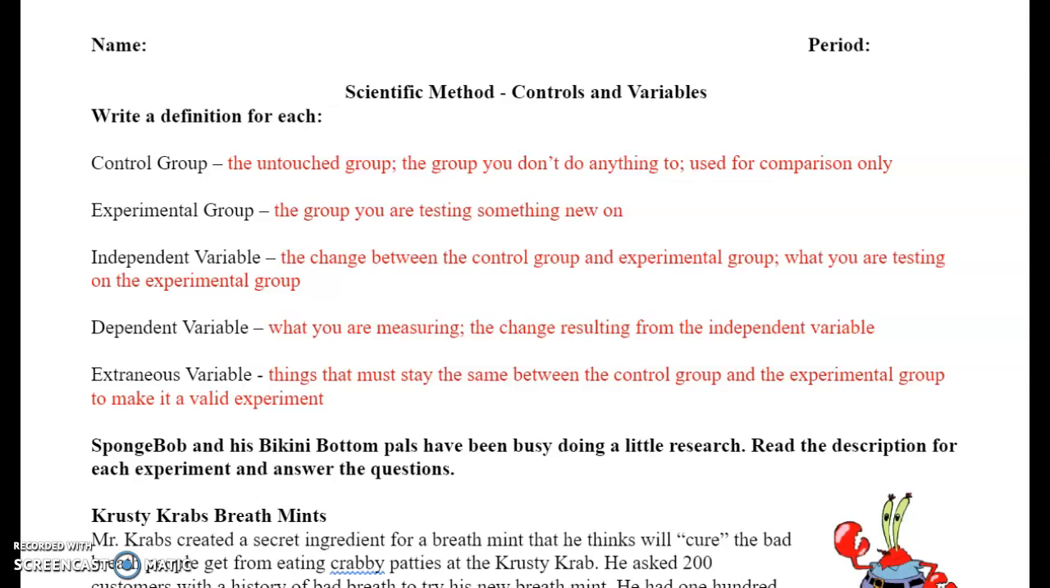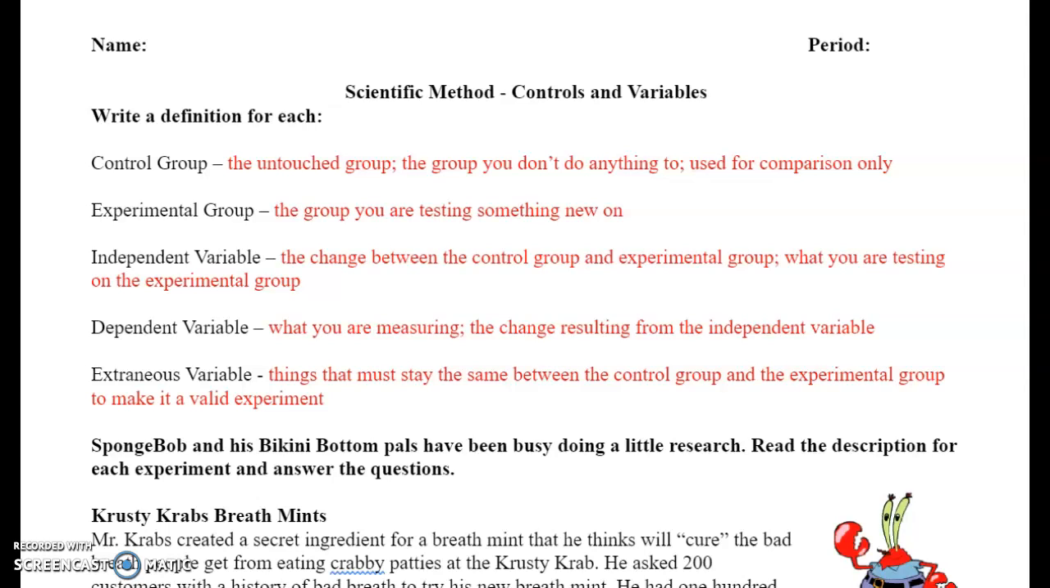Remember, in a controlled experiment, everything has to stay the same, only one thing can change, and that's the thing you're testing. So you have the control group, which is the untouched group, or the group you don't do anything to. You're not testing anything on it. It's used for comparison only. Then you have the experimental group. That is the group you are doing something different to. That is the group you are testing something new on.